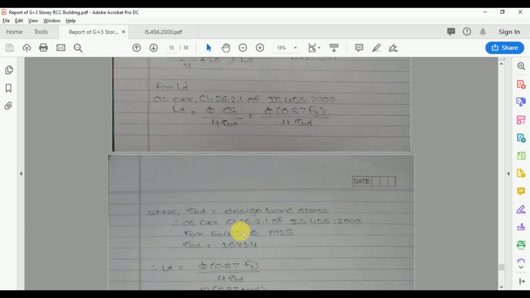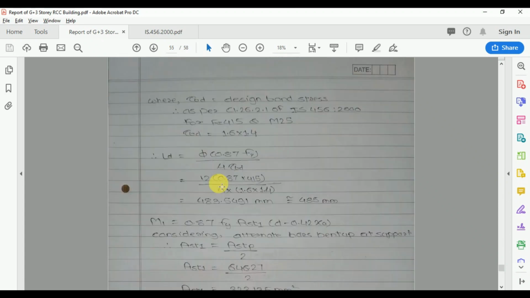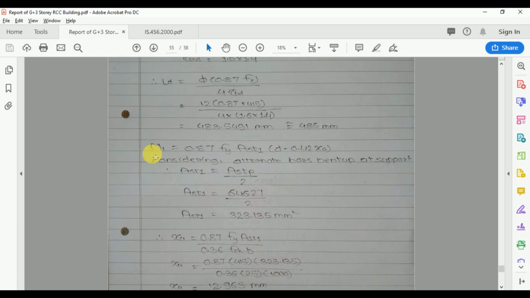So we need to check this equation, that is M1 upon V plus L0 should be more than LD. For that, we need to calculate the values of M1, V and L0. V is the shear force that we have already calculated. Now we need to only calculate the values of M1 and L0. So first of all, let's calculate the value of M1. M1 is 0.87 Fy Ast1 into d minus 0.42 xu.